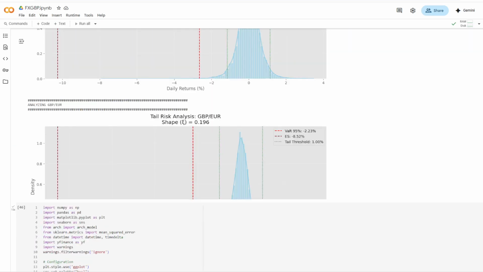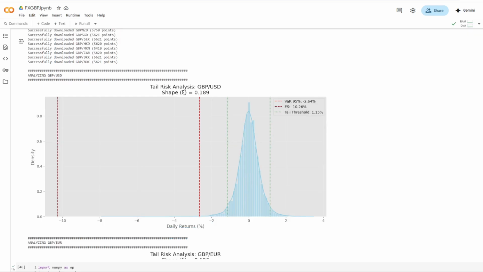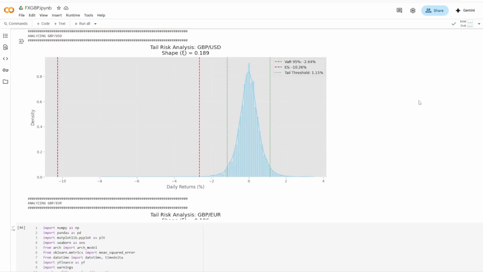Now, if we take the same data of the pound dollar and we do a tail risk analysis, we see that we have a higher threshold. Instead of being 0.95, it's 1.15, and here we have a VAR 95 which is minus 2.64, and incredibly we have an expected shortfall that goes as far as minus 10.2%.